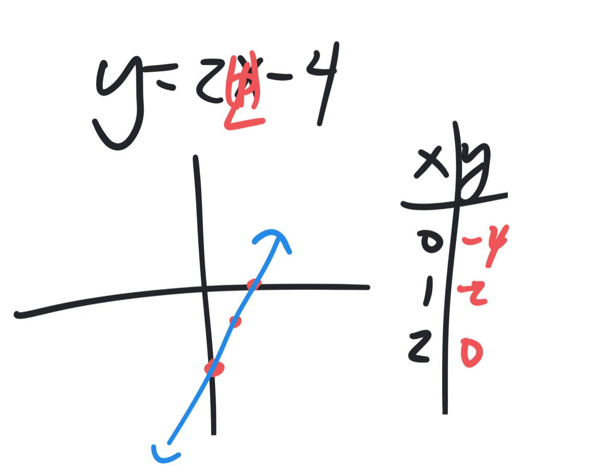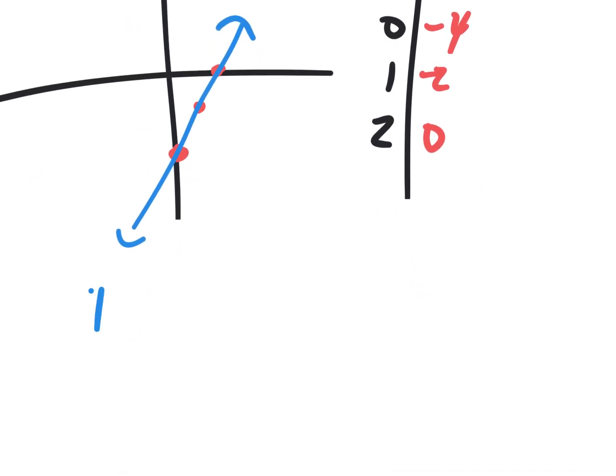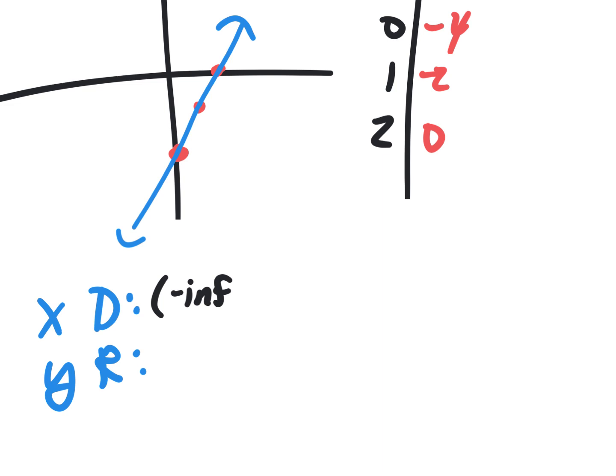Did my first one. Now I've got to figure out this domain and range. If you have to, write X and Y next to them. You don't have to, but if you need that, cool. X was go from left to right. How far does it go from left to right? Negative infinity to infinity. And the range is how low to how high.